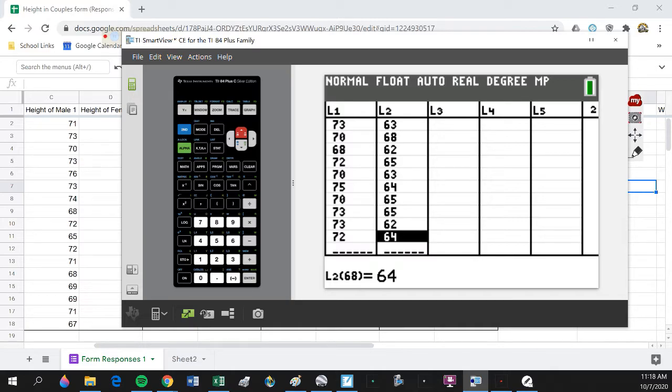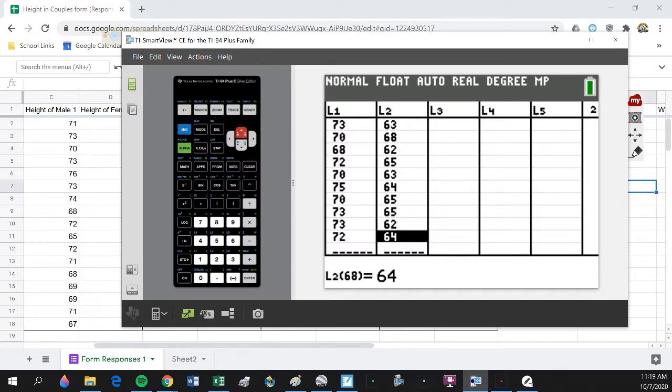Okay, what do we do with this? Well, on your worksheet, it says, what would you guess the R value to be? Well, we need to look at the graph.